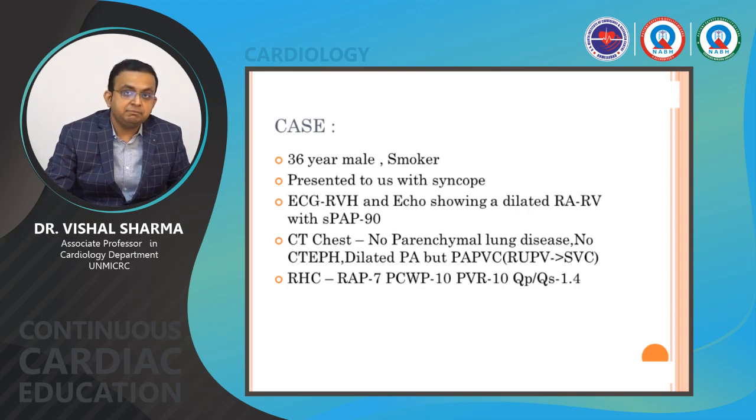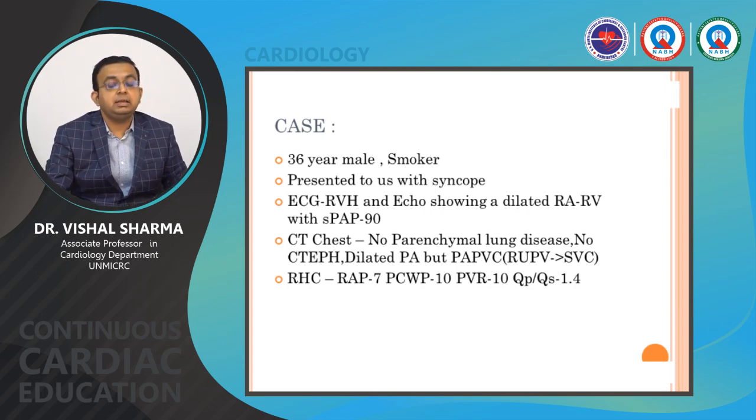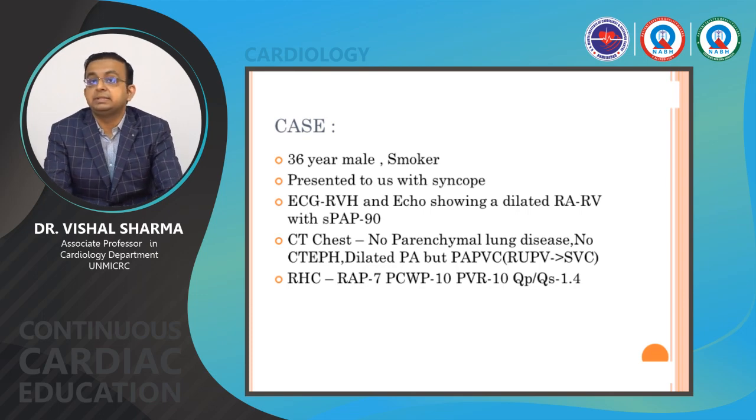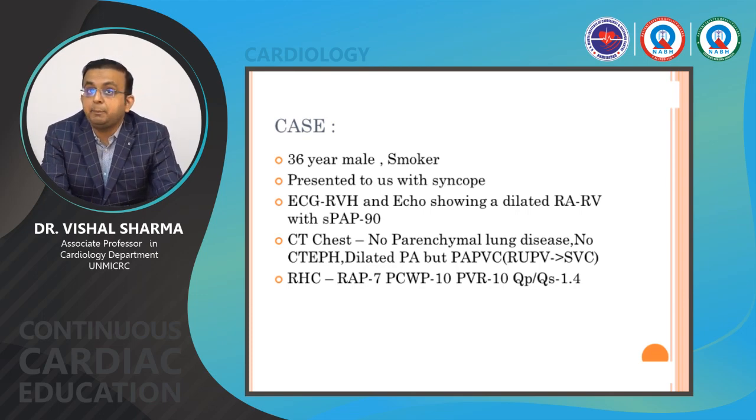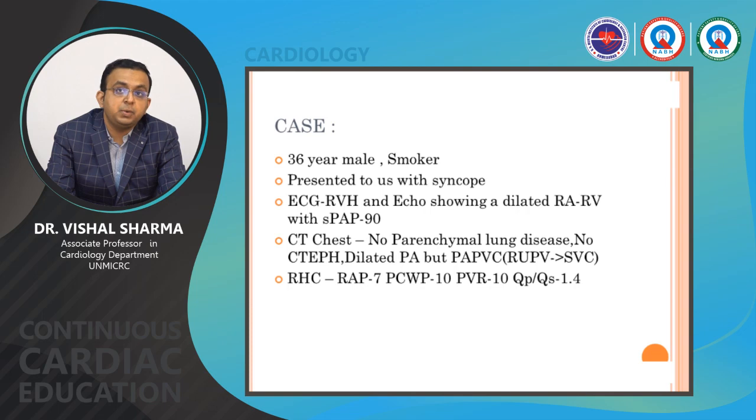He had a dilated PA on CTPA, and there was a good finding on the CTPA. His right upper pulmonary vein drained into the SVC. That is, he had a partial anomalous pulmonary venous connection. So the RUPV was draining into the SVC. Otherwise, everything was normal. So we ruled out group 2, group 3, group 4. Now we are left with group 1 and group 5.